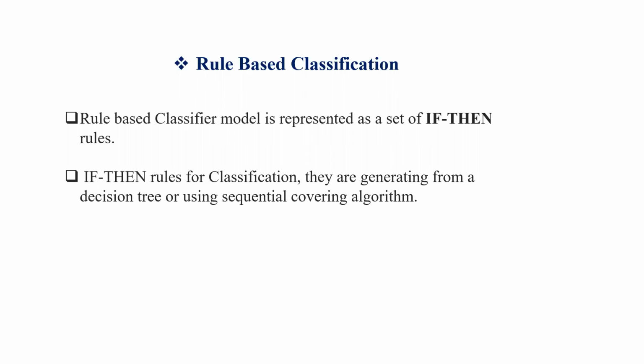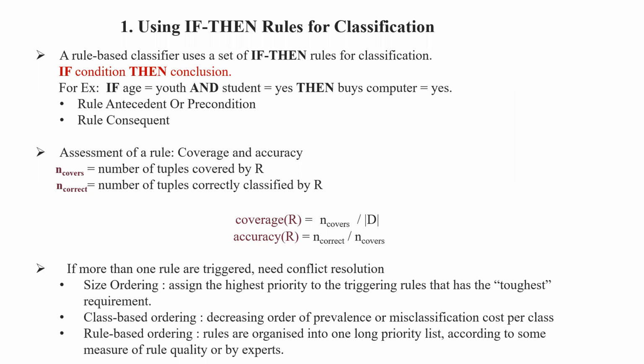In the rule-based classifier model, it is represented as a set of if-then rules. In this topic, we are going to treat three main subtopics: if-then rules for classification, generating rules from a decision tree, or using a sequential covering algorithm. First one will be using if-then rules for classification.